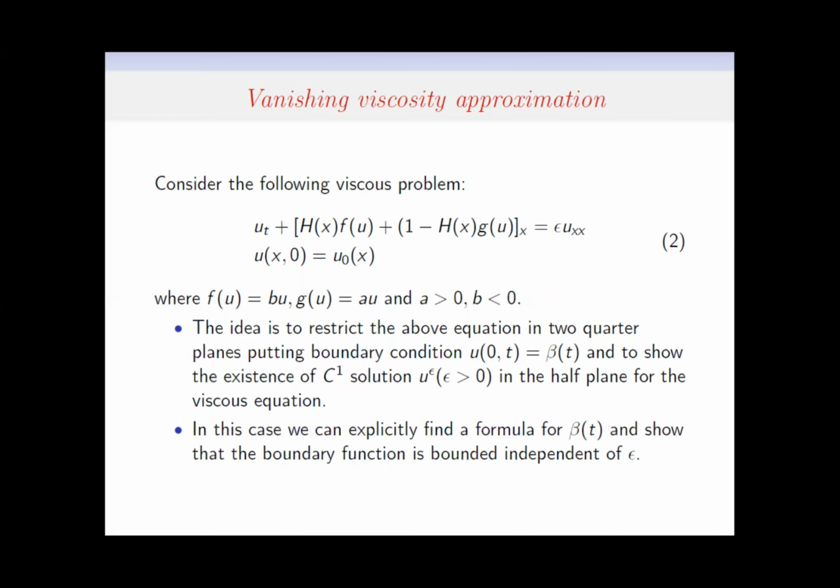So the idea is to restrict the above equation 2 to two quarter planes, putting a boundary condition u(0,t) equal to beta(t), and to show the existence of a C1 solution u epsilon, when epsilon is strictly positive, in the half plane for the viscous equation. In this case, we can explicitly find a formula for beta(t) and show that the boundary function is independent of epsilon.